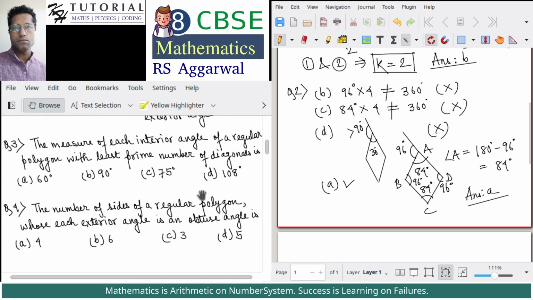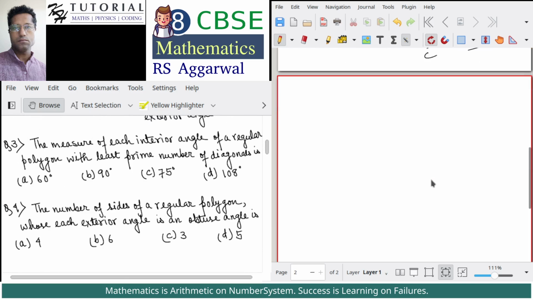Okay, let's do problem number 3. The measure of each interior angle of a regular polygon with least prime number of diagonals is. Okay, so the polygon is a regular polygon. The measure of each interior angle.